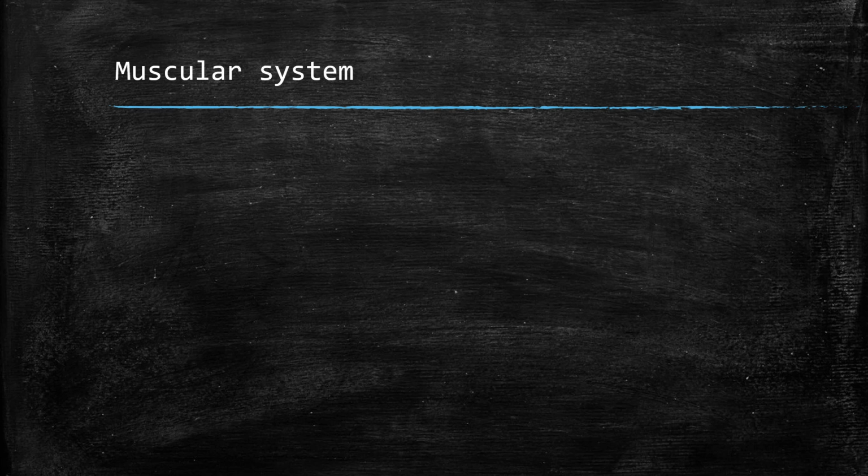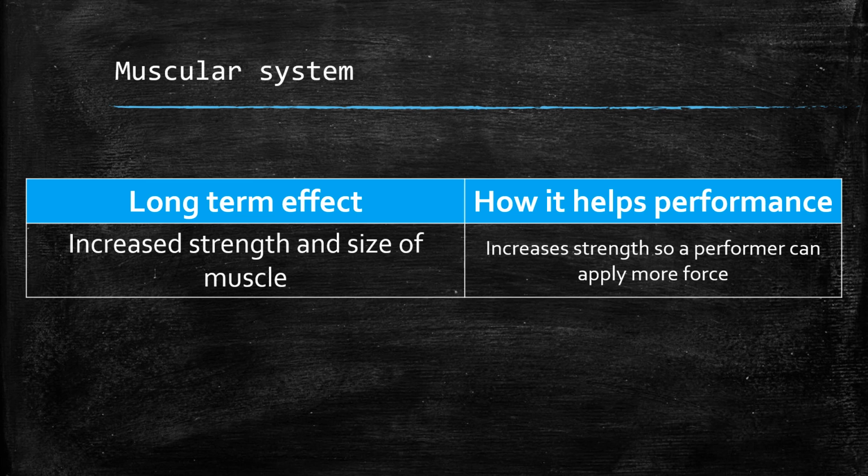Okay, then I want us to look at the musculoskeletal system, and we know that that is made up of the muscular system and the skeletal system combined. So here are a few long-term effects for the muscular system. It's quite straightforward, this one. There is just one. Muscle becomes stronger and gets bigger.